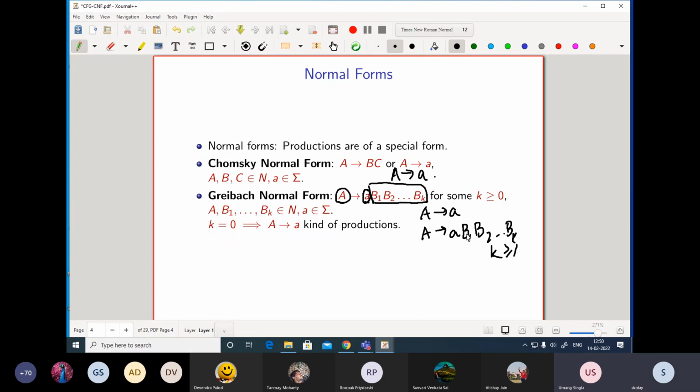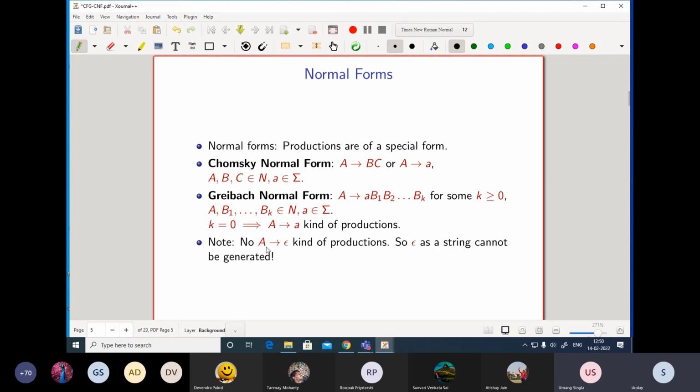So one thing to notice immediately is that there are no productions of the form A going to epsilon. Epsilon is not a string that you can generate from these normal forms. And another thing is you cannot have productions of the form A going to B, these single non-terminal productions. Neither of the normal forms have this. So later on, you will also understand the significance of these normal forms. For now, they just simplify the structure. I know what to expect on the right hand side of any production if I am in a particular normal form.